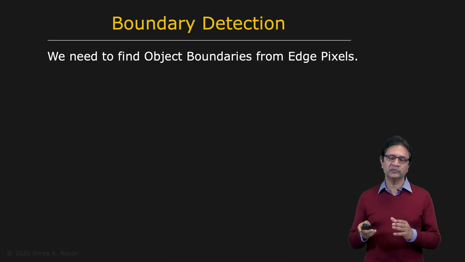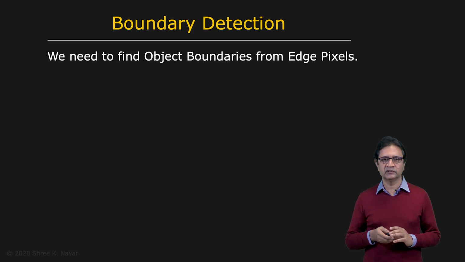Now that we know how to find edges in an image, we want to go from those edges to clean outlines or silhouettes of objects in the image. This is the problem of boundary detection. So essentially, we want to go from edge pixels to object boundaries.